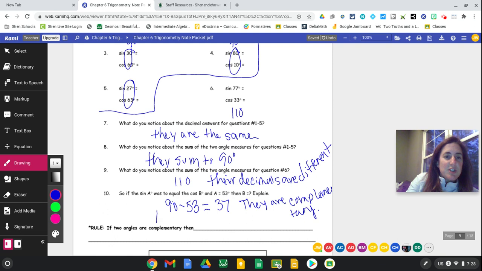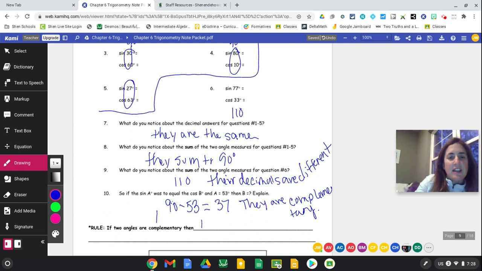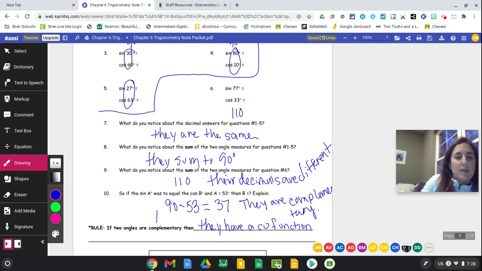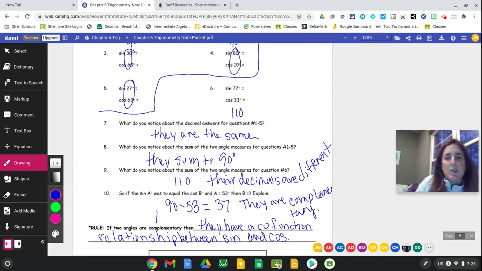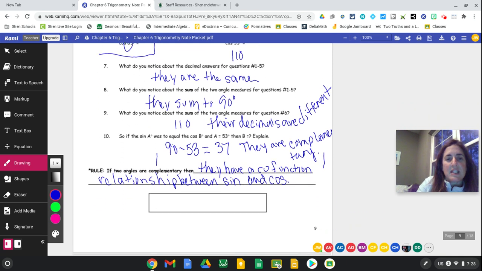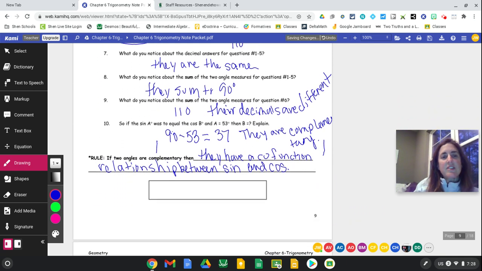So it says if two angles are complementary, then they have a cofunction relationship between sine and cosine. So if the two angles sum to 90 degrees, they have this cofunction relationship between sine and cosine.